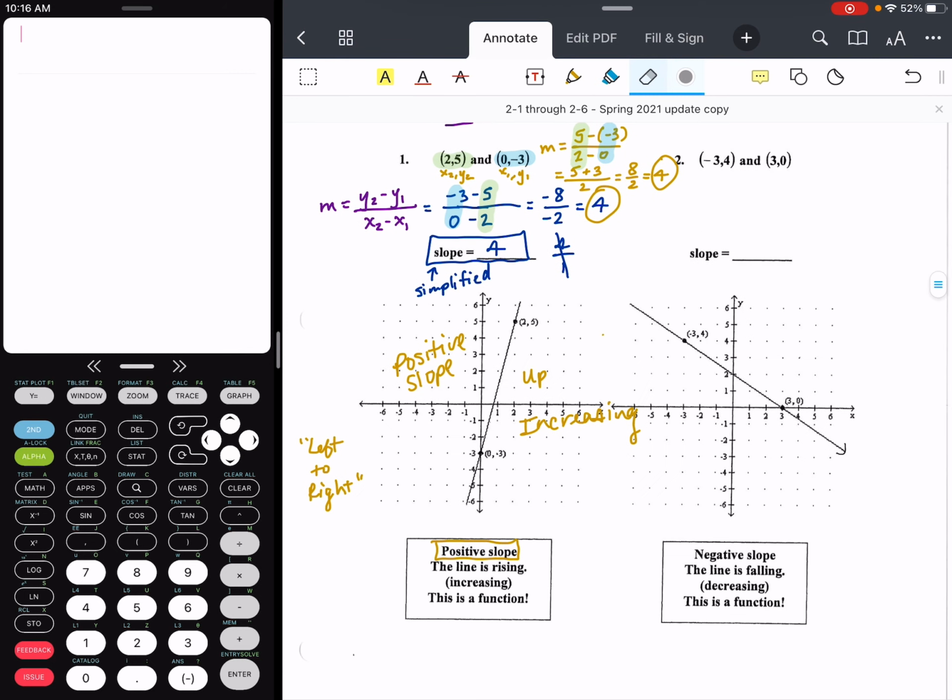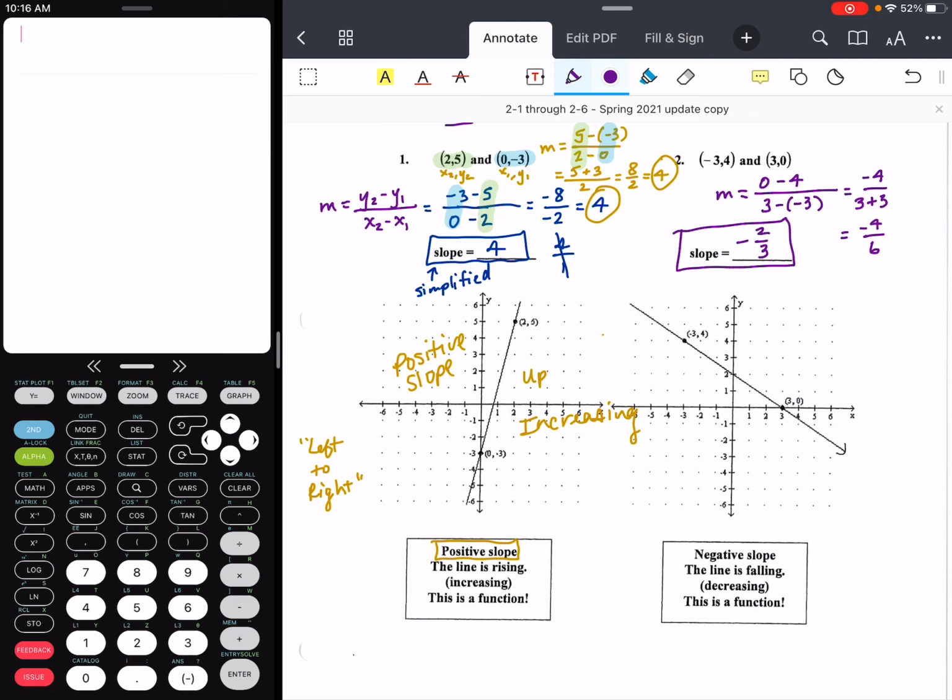Okay, let's take a look at number 2. So we've got -3, 4, and 3, 0. Plugging this into my slope formula. 0 - 4, subtracting my y values, over 3 minus -3. So up top, I have -4. In the denominator, 3 minus -3 is 3 plus 3. So -4 over 6. I'm going to simplify that to -2/3. So that's my slope, -2/3, fully simplified.